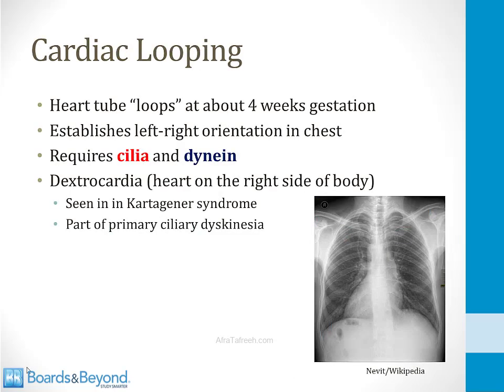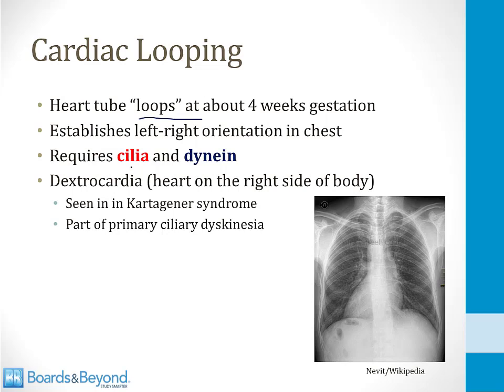Let me briefly mention a process that occurs in the embryo called cardiac looping. The heart tube loops at about 4 weeks of gestation, and this establishes the normal left-right orientation of the heart in the chest. You may know that your heart is normally found on the left side of your chest, and that's because of the process called cardiac looping.